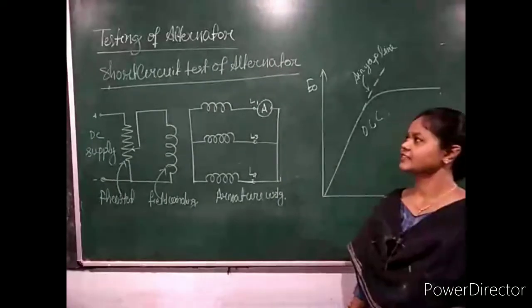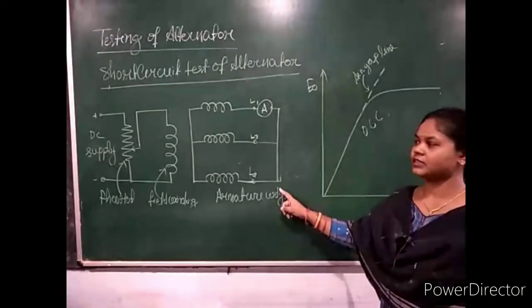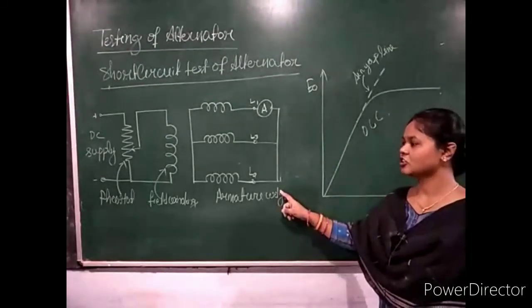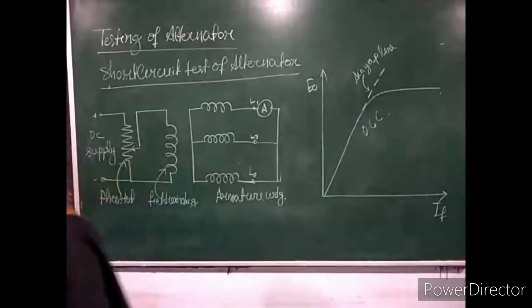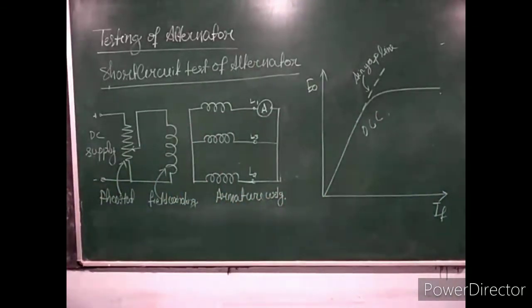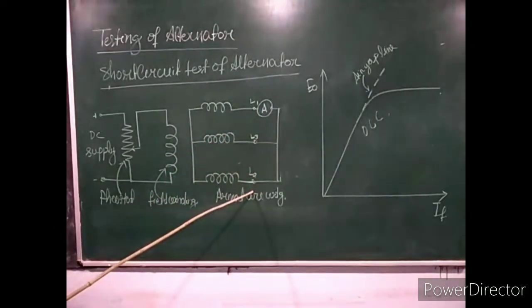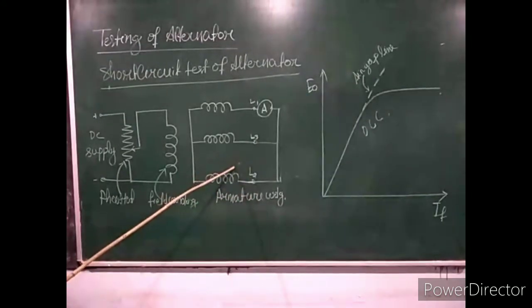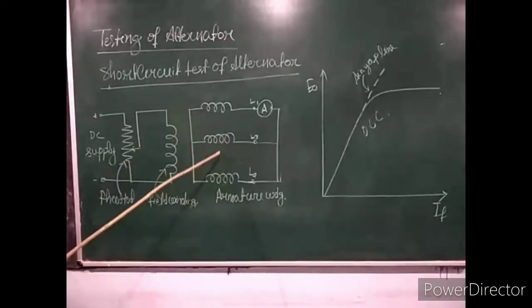Okay. The short circuit test of an alternator. This arrangement shows the short circuit test of an alternator. Here in this diagram, you can see that the armature winding is short circuited. All the three phases are shorted. Since the three currents will be equal, my choice is a balanced system, where all three phases are balanced.